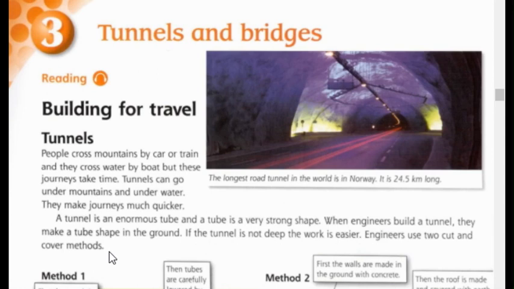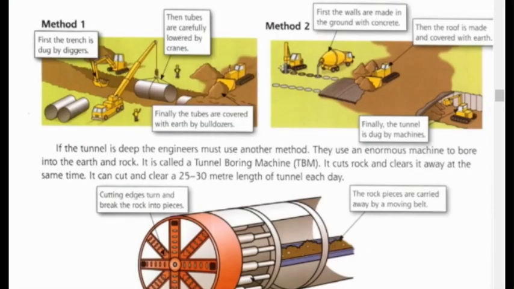Cut and cover, these are the methods the engineers use to build a tunnel. Okay, let's see the first method and the second method. The first method, look at this picture here. You can see here the tube and look at the trench here, or the ditch. Look at the crane and a bulldozer here. Can you see the bulldozer?